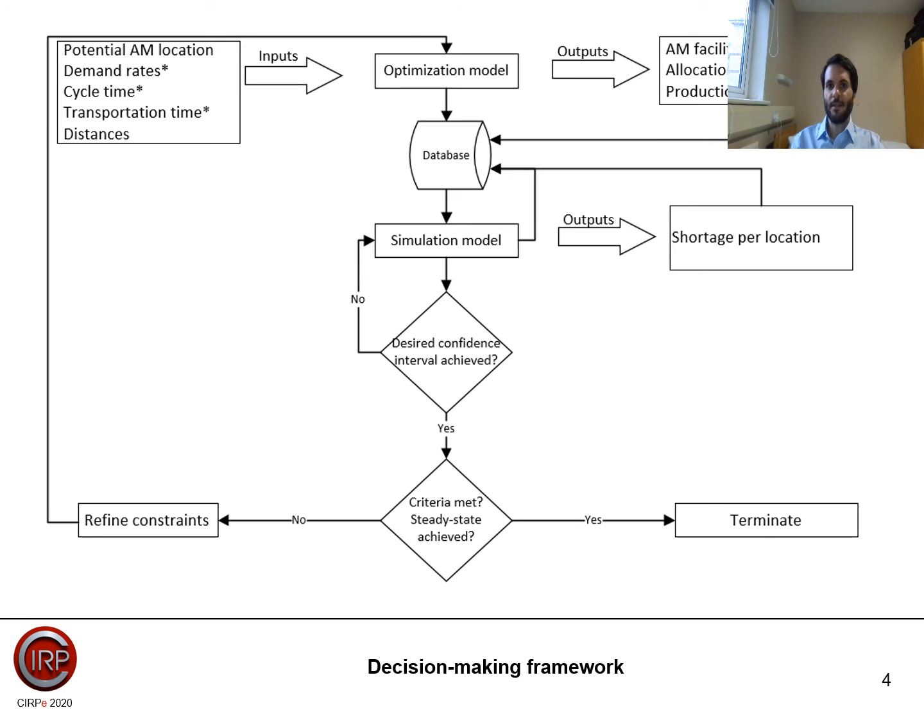A steady state is when the improvement in the performance of the production system ceases to occur in subsequent optimization simulation iterations. This will be clear later on in this presentation.